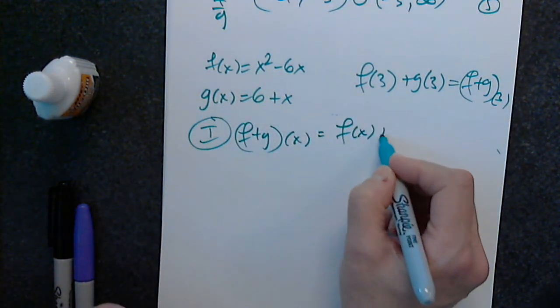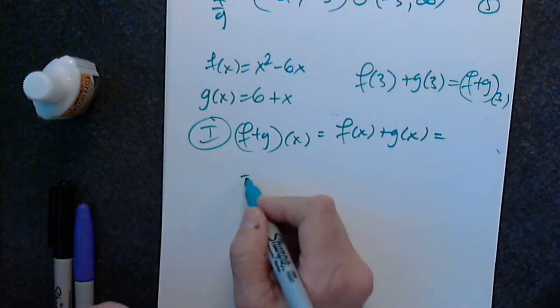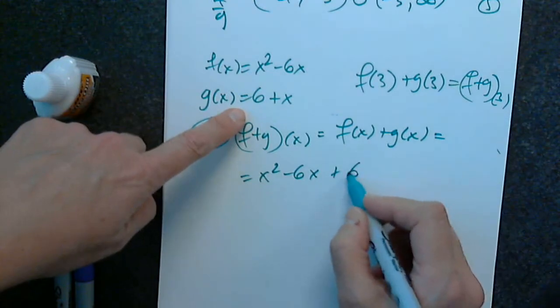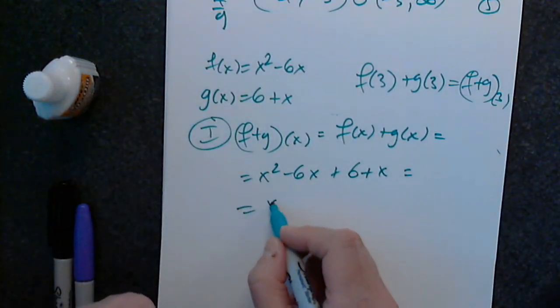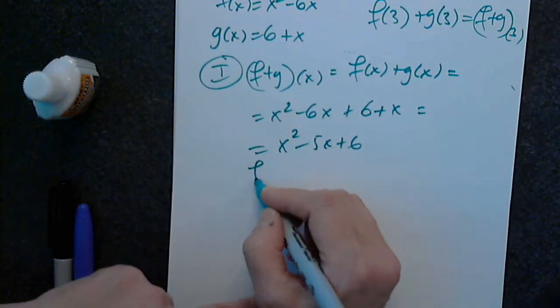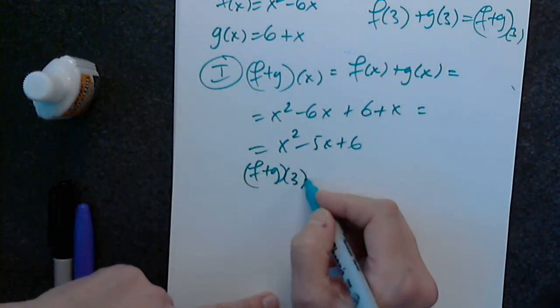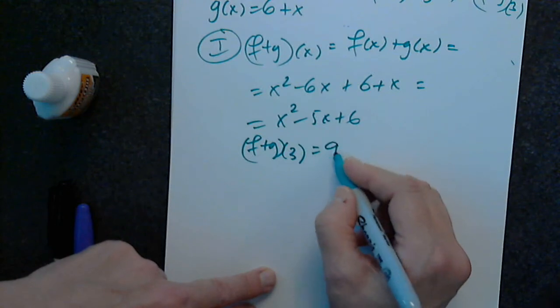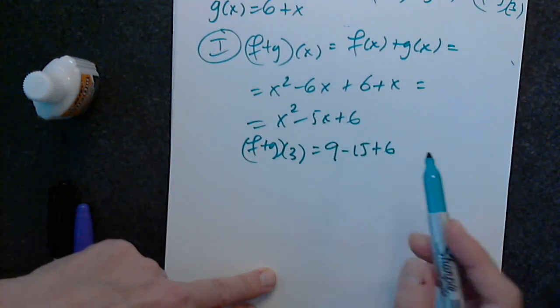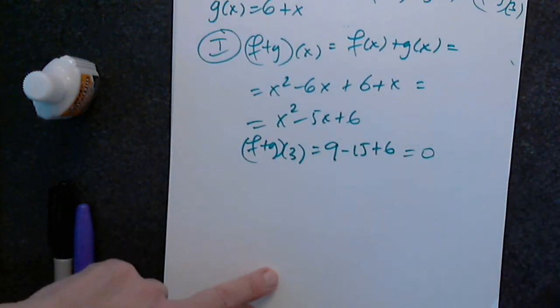which is f of x plus g of x. f of x is x squared minus 6x plus, no parentheses are needed. So this is x squared minus 5x plus 6. And then in f plus g, plug in 3. 9 minus 15 plus 6. So that's 15 minus 15, which is 0.